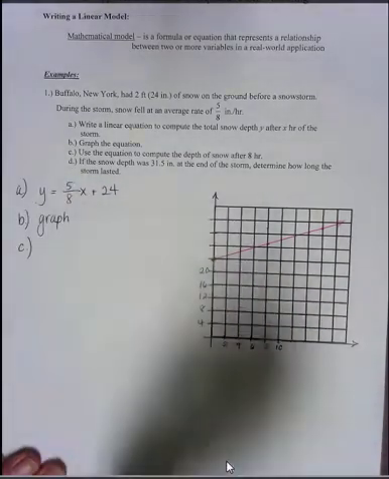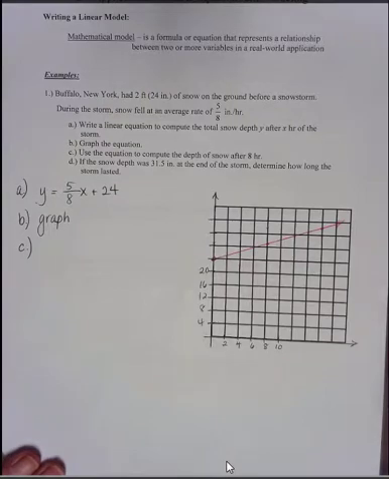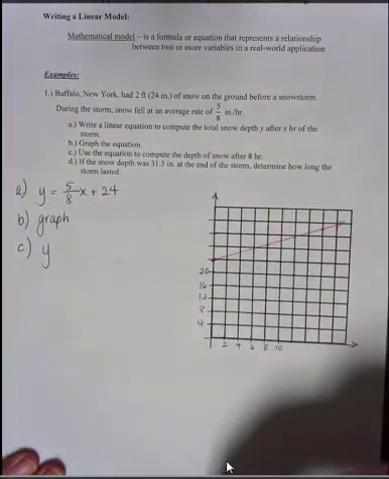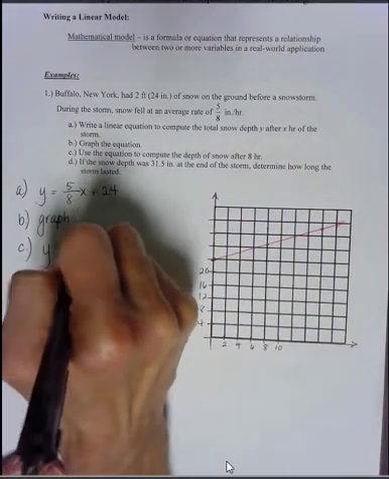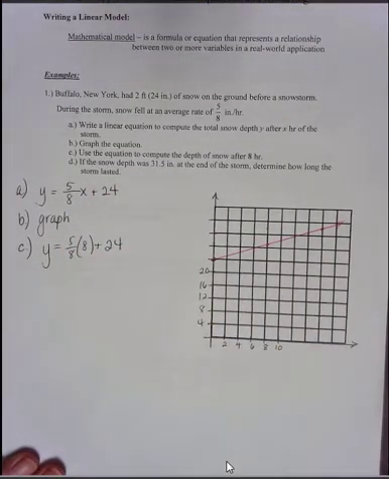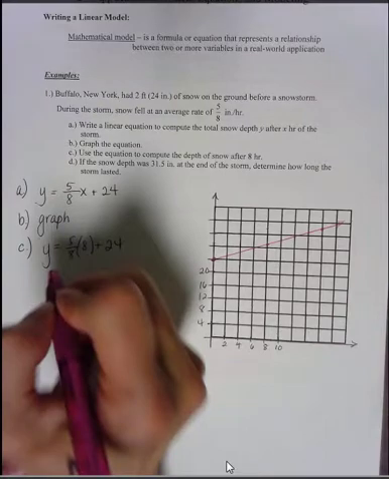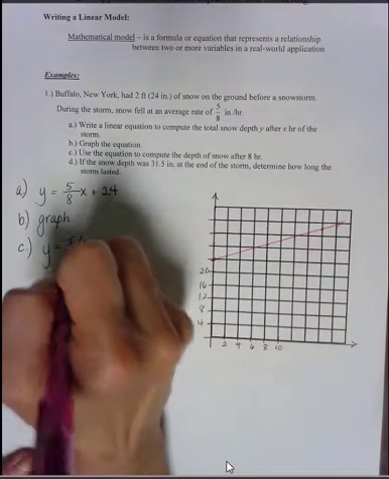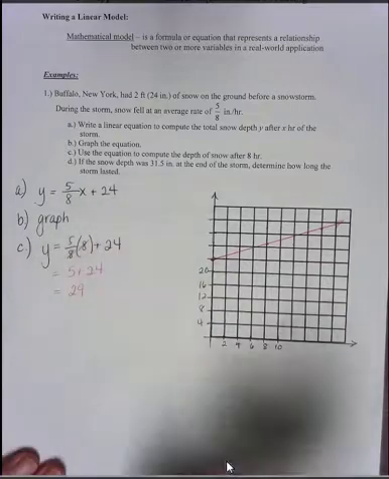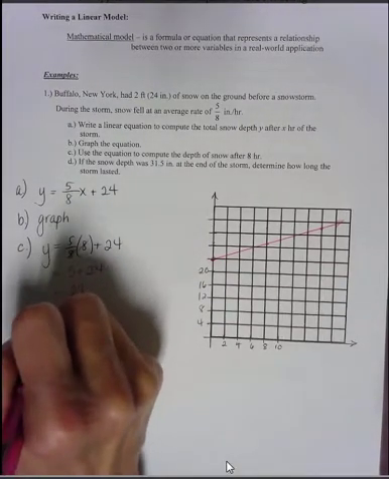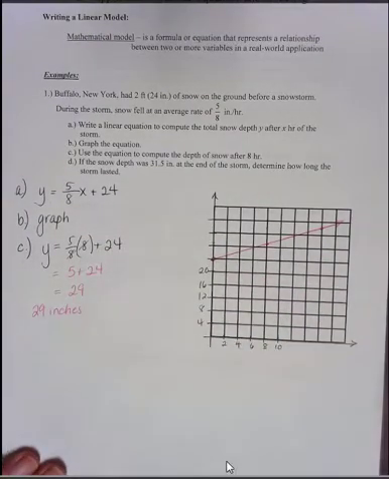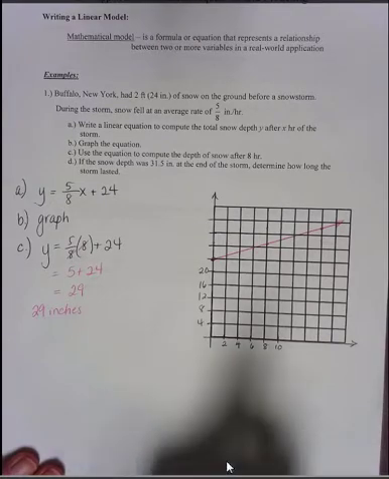Next, part C is asking us to use our equation from A to compute the depth of the snow after 8 hours. So y, the depth, equals 5/8 times 8 hours of snowfall, plus our original amount. We can simplify. 8 goes into 8 one time, and so we have 5 plus 24, or 29 inches. So 29 inches after 8 hours. Now that's including the original 24.